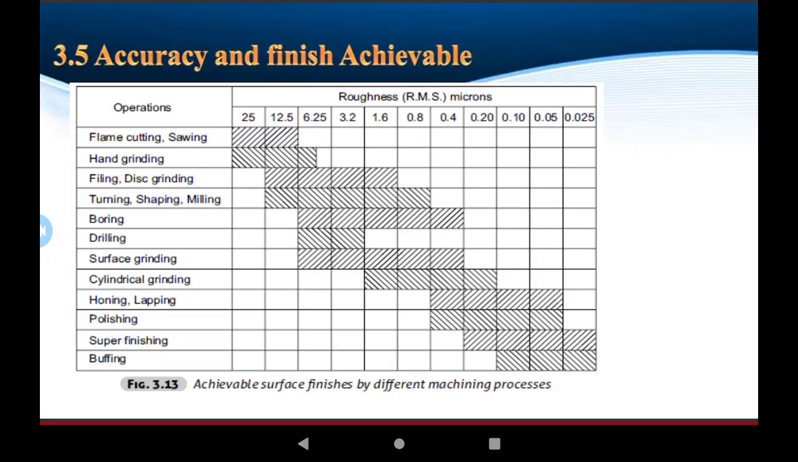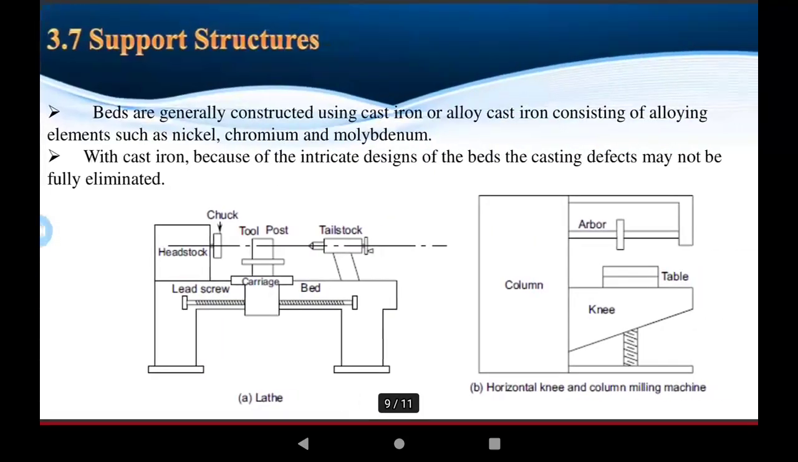Boring is also one of the different operations that achieve a very smooth surface. The buffing operation and super finishing operation achieve a very smooth surface of 0.0025 microns. Okay, these are the surface finishes achieved by different machining operations, achieving a very smooth surface in manufacturing operations.